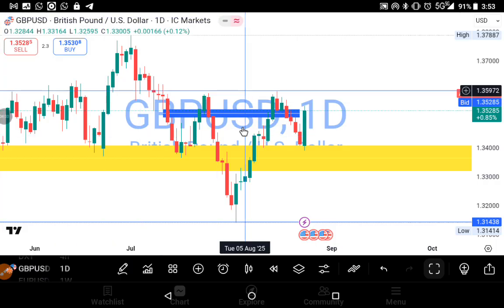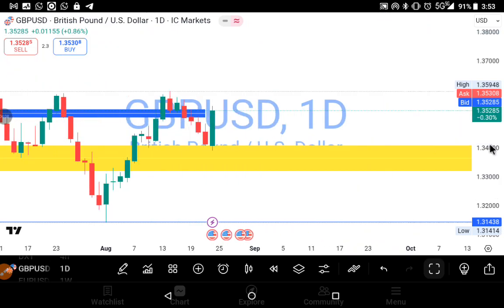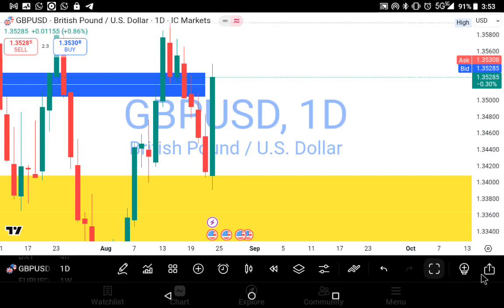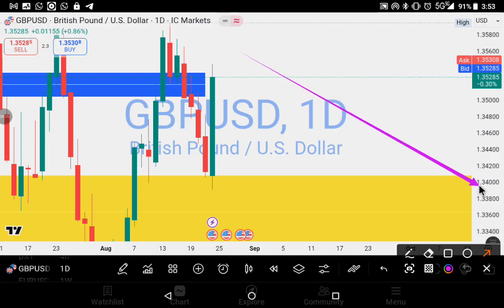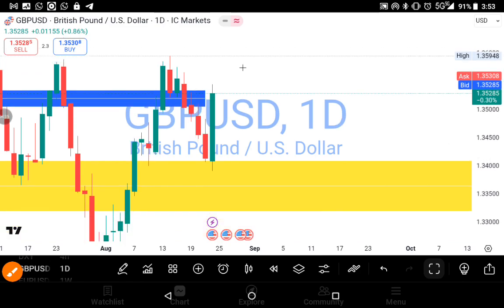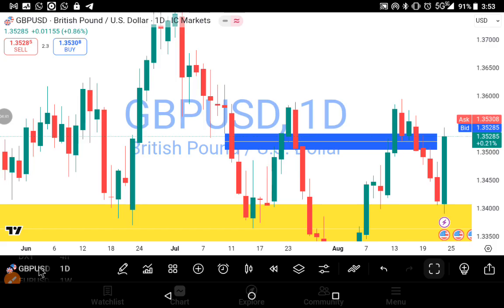As long as this blue box here, the consequent encroachment of this blue box, if the market price stays below it, we should see this, which has been delivered. If the market price stays above it, we should be able to see 1.36 thousand. We should be able to see the up movement. So that is that.